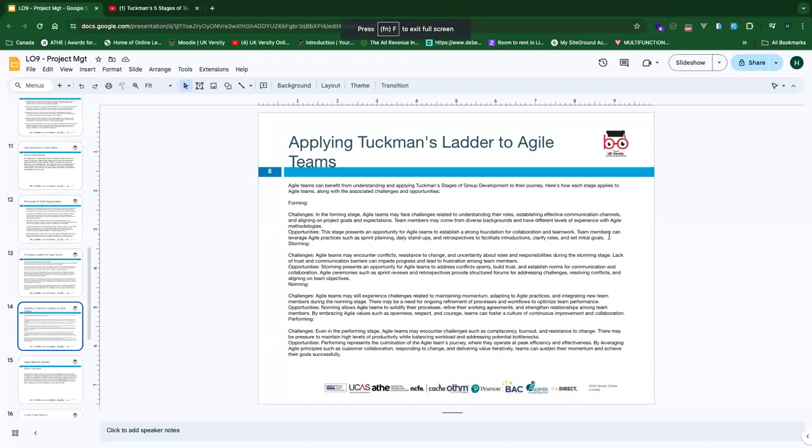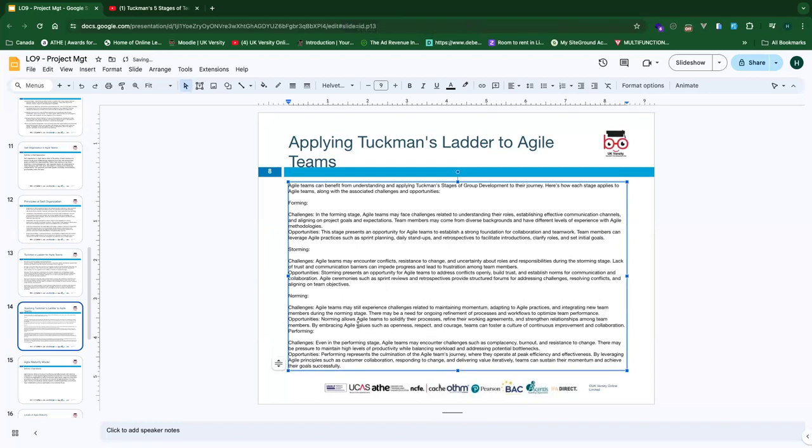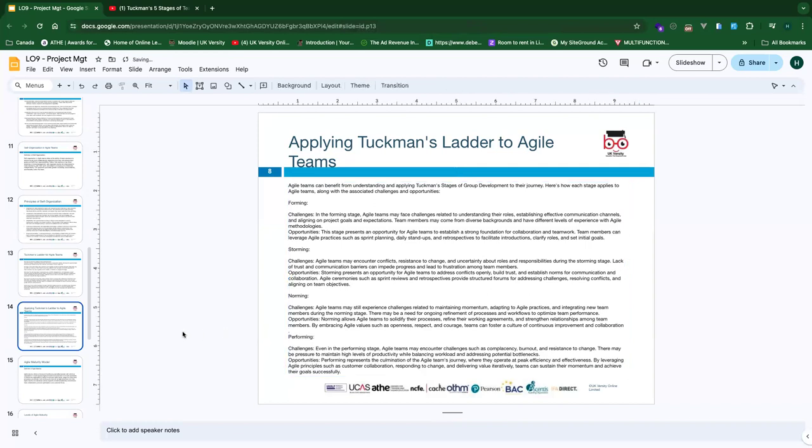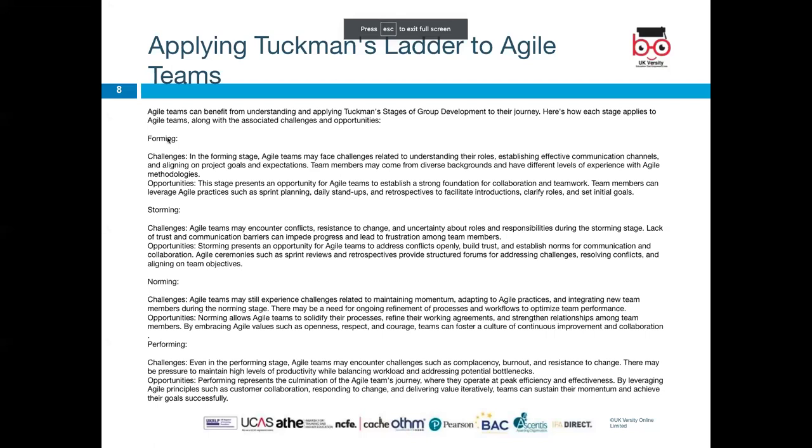Give me a second. Let me make sure that these are different. Okay, and then the last one, which is performing. So this opportunity is for performing. These are challenges for me, opportunities for me.